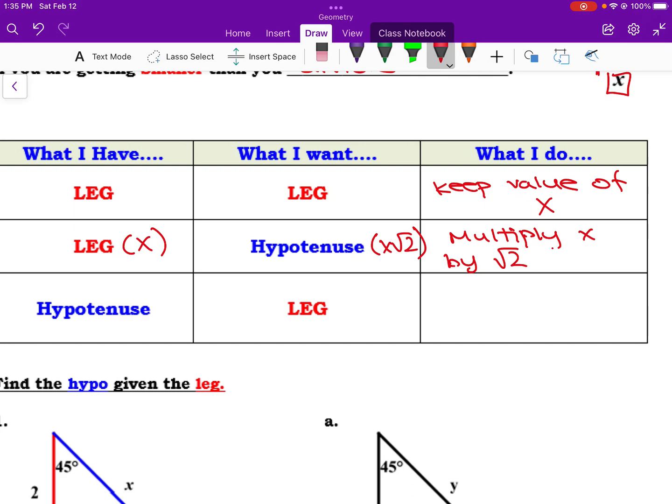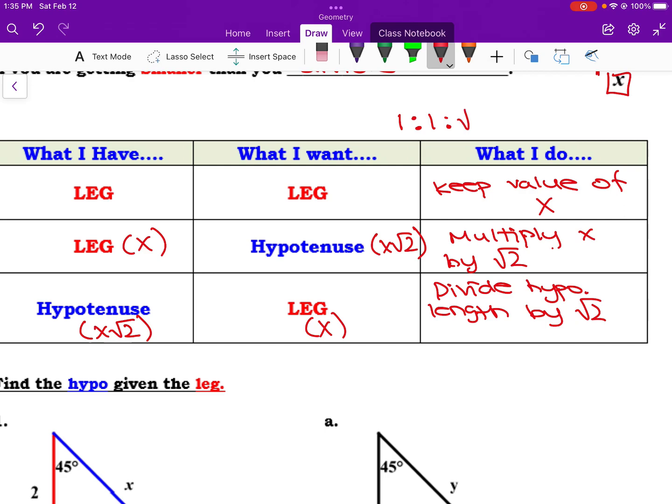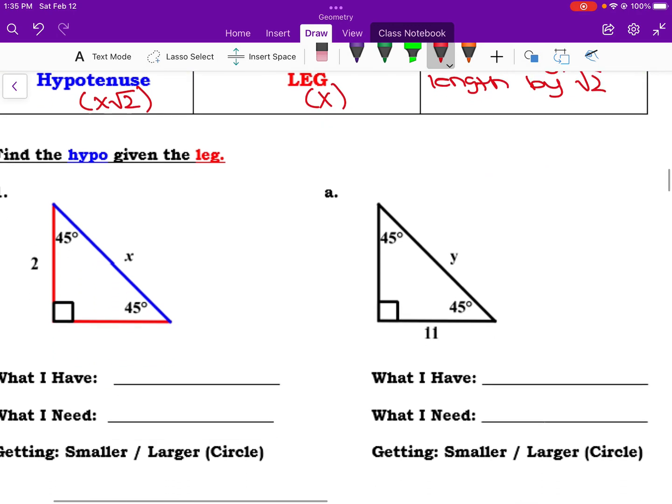On the other hand, if we start with the hypotenuse, which we're designating as x root 2, and we're ending with the leg, which is x, then we want to divide the hypotenuse length by root 2. So there's a directionality element, and then you want to know just that ratio of 1 to root 2 as far as leg to hypotenuse. It's kind of like an extended ratio.